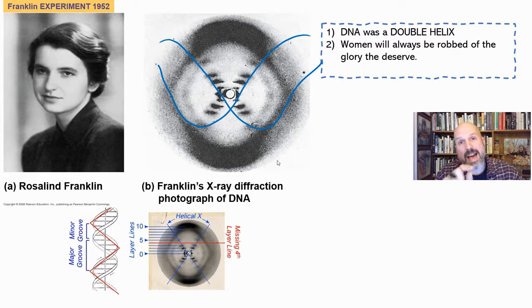Her work ended up getting stolen, and that's where number 2 comes from. Women in science will always be robbed of the glory that they deserve. There is story after story after story of a woman either knowing way ahead of time what the answer was and nobody listened to her, Barbara McClintock, or they do all the hard work and they never get recognized.